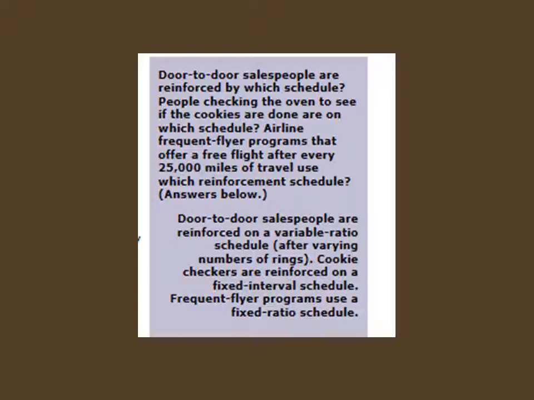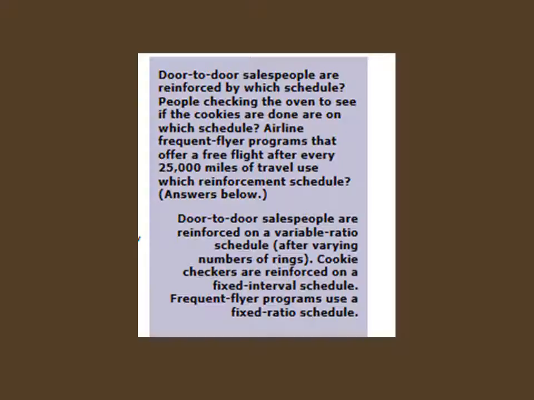People checking the oven to see if the cookies are done are on which schedule? Usually you know within 10 minutes those cookies will be done. So that's usually something that's set. So it's fixed, and then it's a time interval.